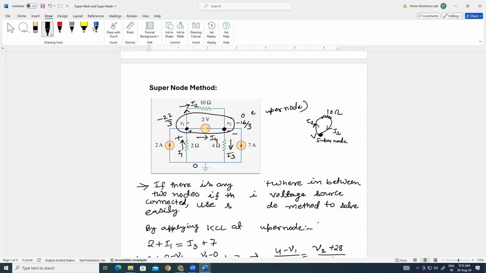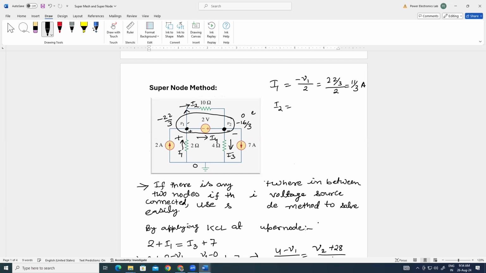So what will be the value of I1? I1 we have seen is 0 minus V1 by 2, so minus V1 by 2. It means 22 by 3 divided by 2, that is 11 by 3 ampere. So the direction of I1 that we have assumed is correct, because we are getting a positive value of I1.